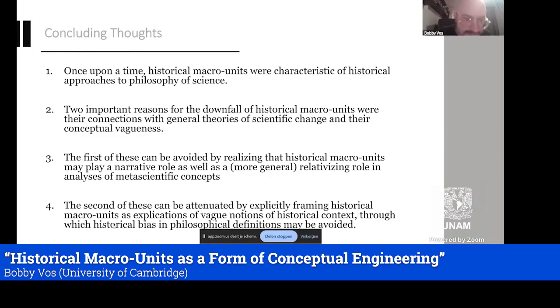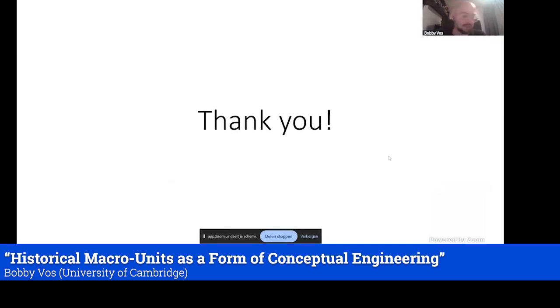Lastly, the second criticism can be attenuated by explicitly framing historical macro units as explications of the vague notion of historical context in which scientific theories and practices are embedded. By doing so, which I have very quickly hoped to show with this Stegmüller example, we can minimize historical bias in philosophical definitions of important metascientific concepts. On that note, I will leave things, and I look forward to hearing your thoughts.